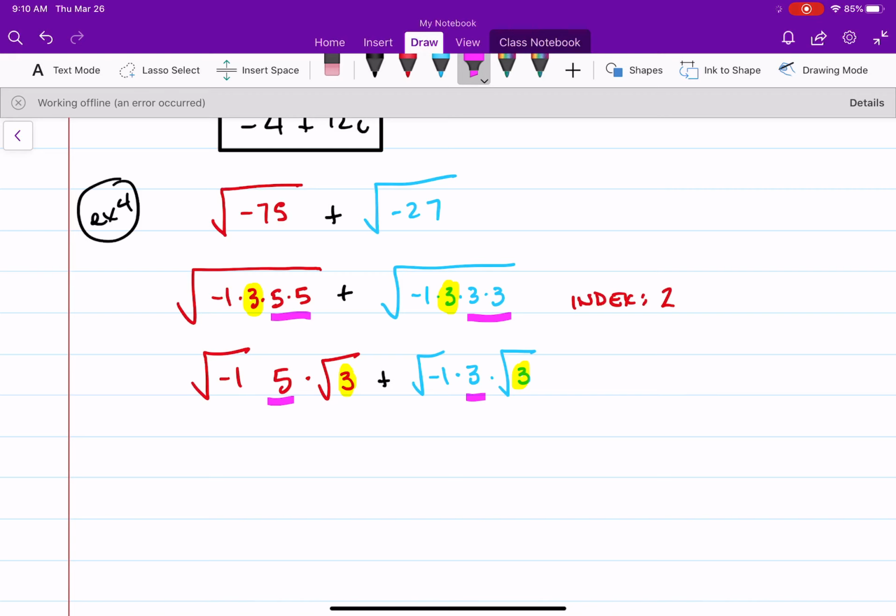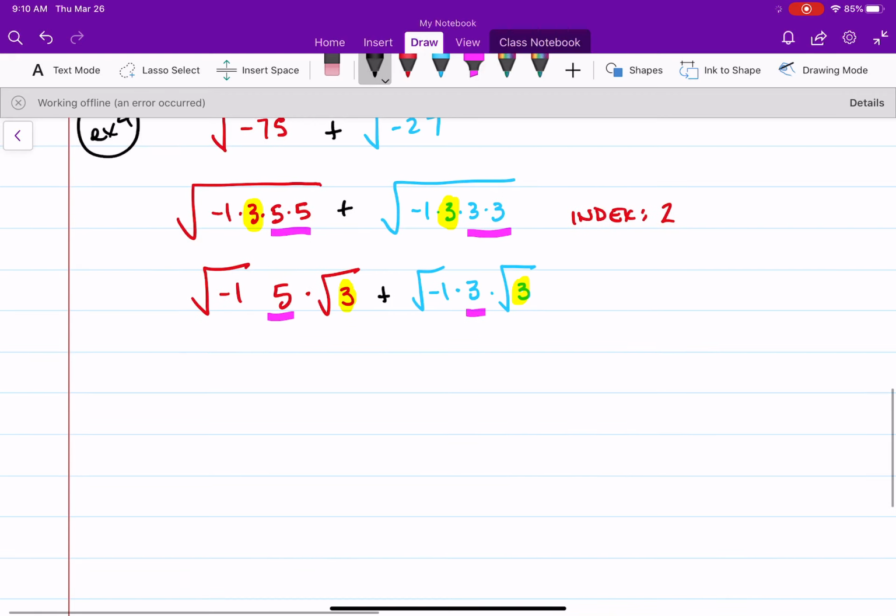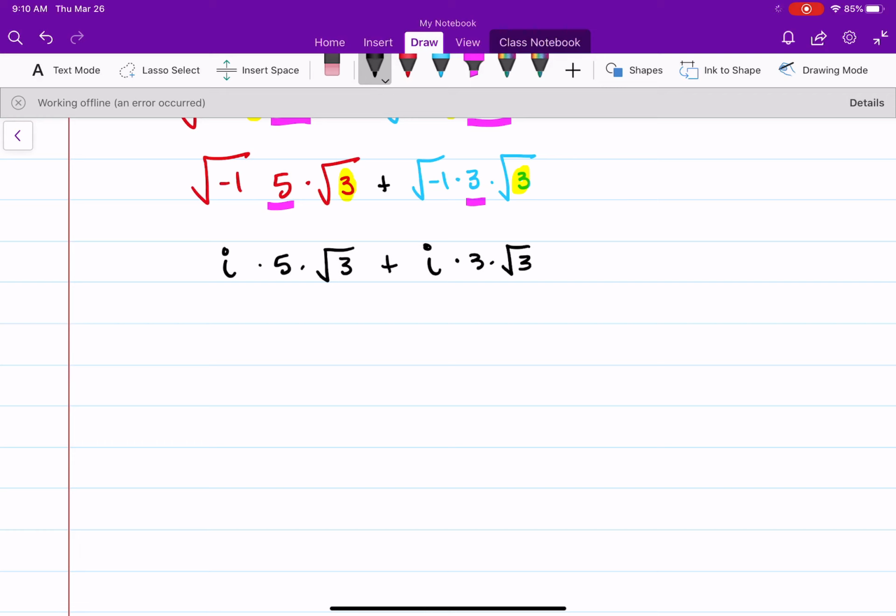So now what do I have? Now I have an i times a 5 times square root of 3 plus i times 3 times square root of 3. Okay, so let's reorder this the right way. So this should be a 5i square root of 3 plus 3i square root of 3. All right.